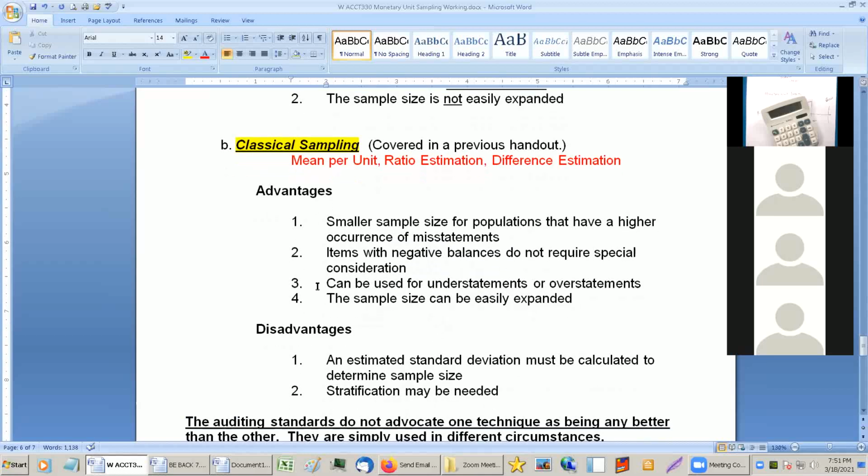This is the real beauty behind this one. It can be used for understatements or overstatements. So if you don't know whether it's overstated or understated, this is the method to use. And the sample can be easily expanded. So if you get a problem at, say, the 95% level, you can keep going, test up to the 99% level. Not a problem.